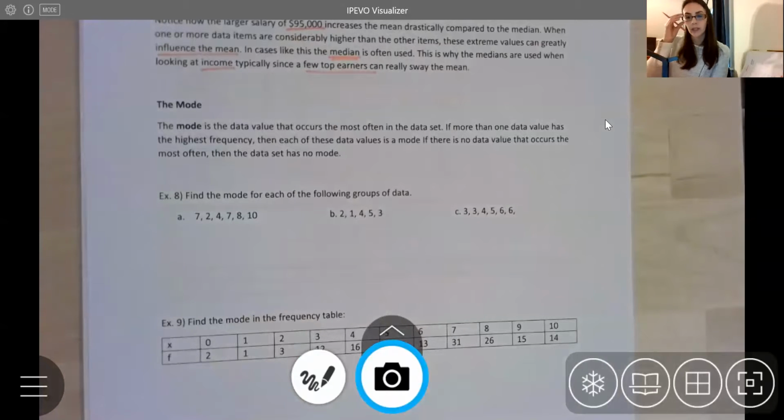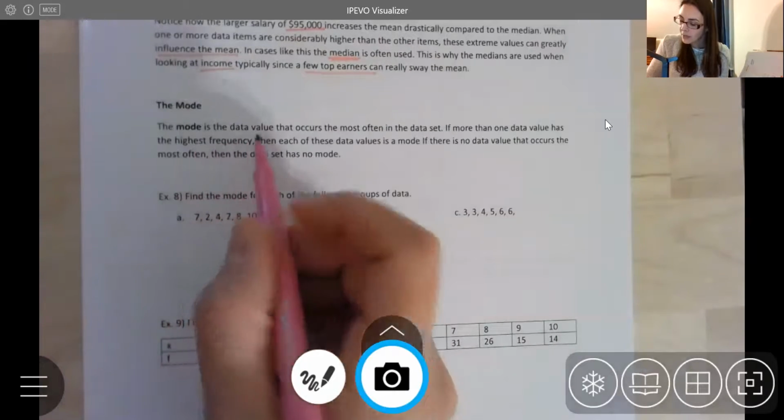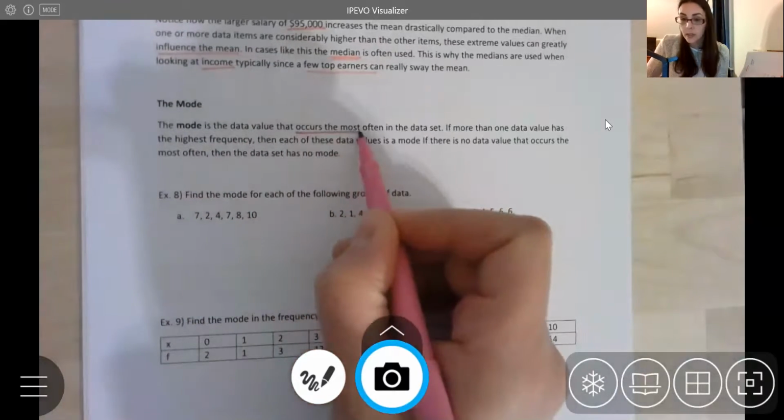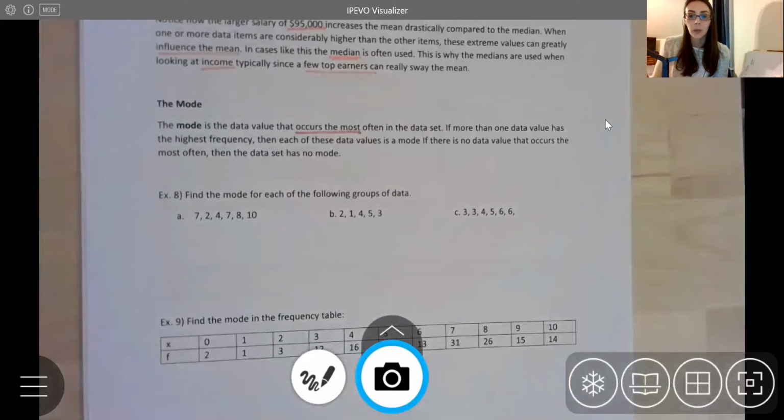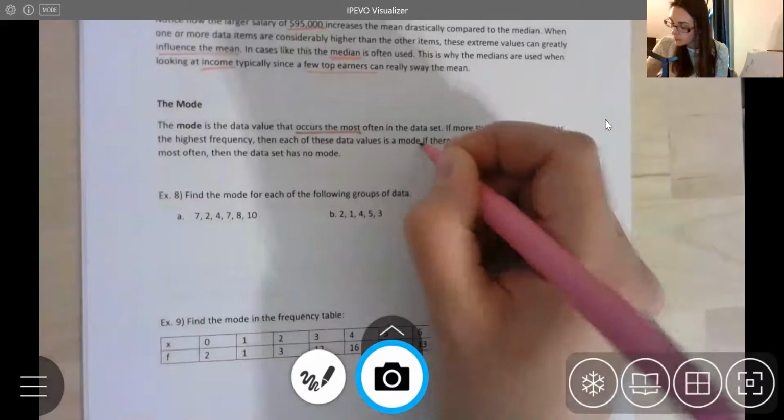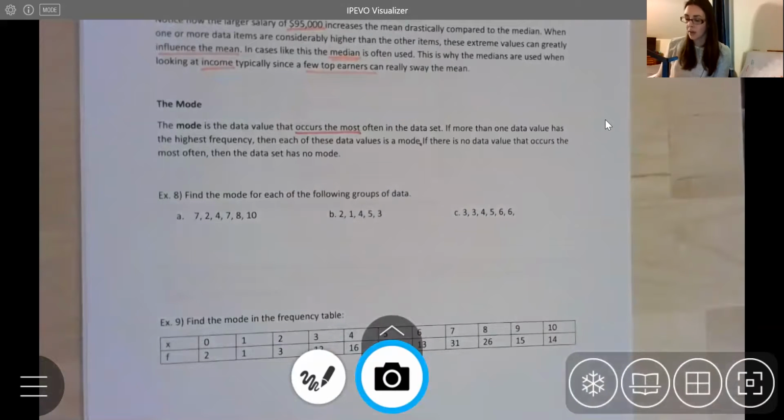So for instance, someone's favorite color, where color is a category, right? So when we're kind of just counting things, a lot of times the mode is helpful then. The mode is the data value that occurs the most. So think mode, most. If one or more data values has the same highest frequency, then each of these values is a mode. So you can have more than one mode. And if there is no data value that occurs the most often, then the data set has no mode.